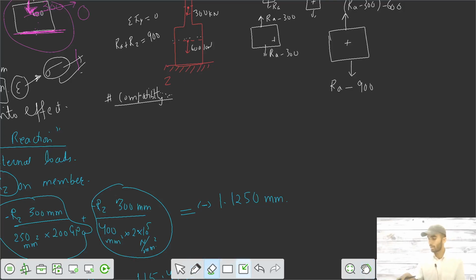So this was the end of this concept. The next concept will be composite bars. Maybe in the next lecture, I think we will be dealing with the composite bars and the temperature variation problems.